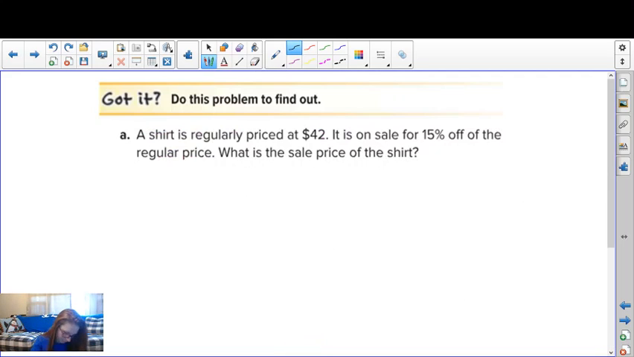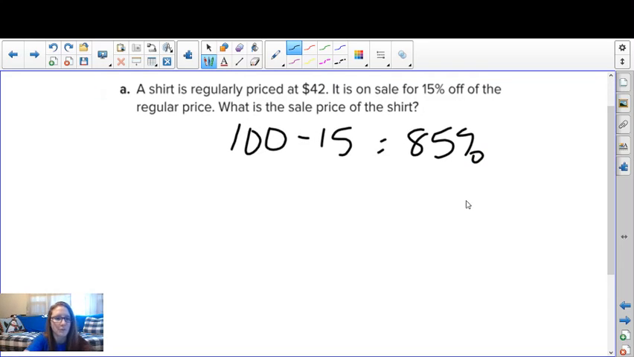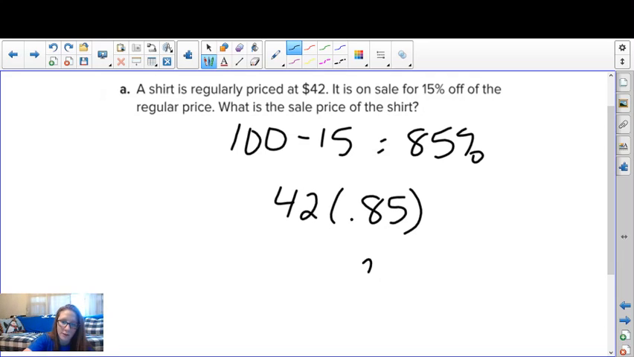All right. A shirt is regularly priced at $42. It's on sale for 15% off of the regular price. What's the sale price? So again, we're going to start by doing that 100 minus 15. So I'm only going to pay for 85% of that shirt. Pretty neat. So 42 times 0.85, and that gives me $35.70.